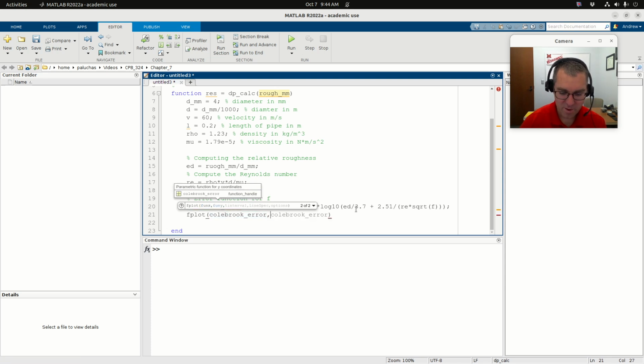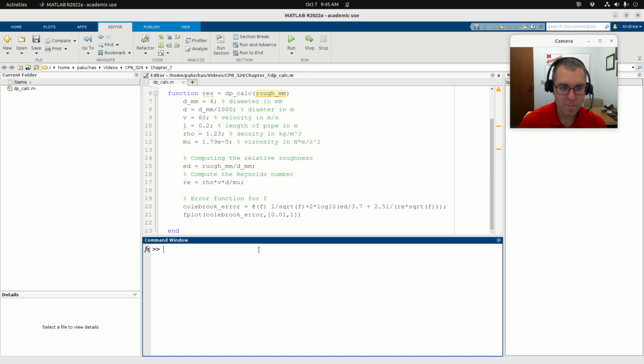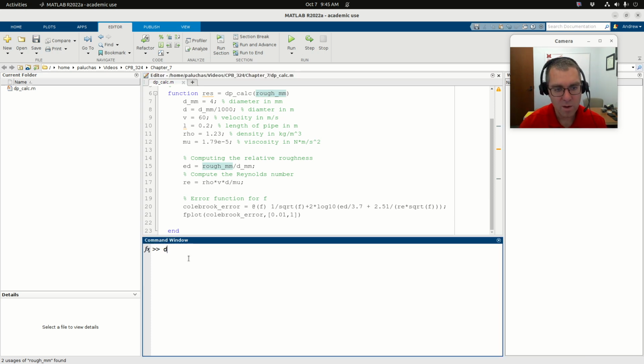And so I'm just going to plot my error function, and I'm going to look from, say, 0.01 to 1. Let me just see what I get. Okay, so I'll save this as dpcalc. Actually, before I run it, this is underlined, which means I didn't use it. And looking, that's because I spelled rough wrong over here, R-O-U-G-H. Okay, so now that's good. So I'm going to call dpcalc.